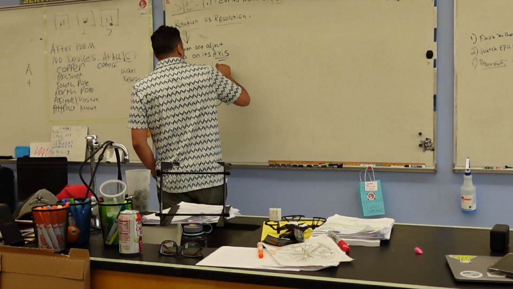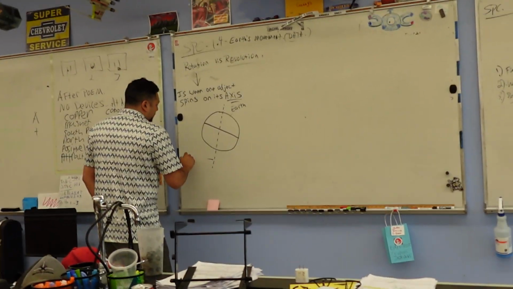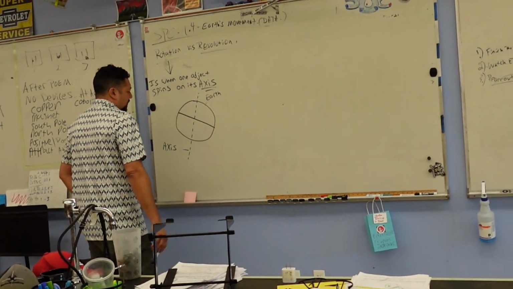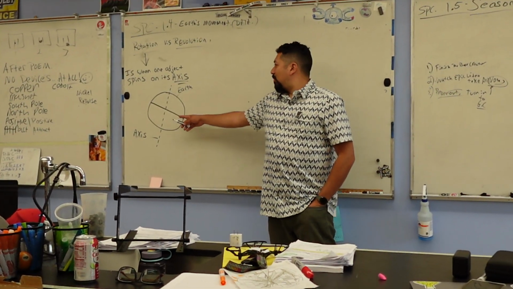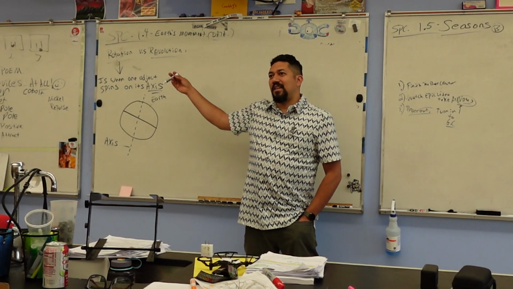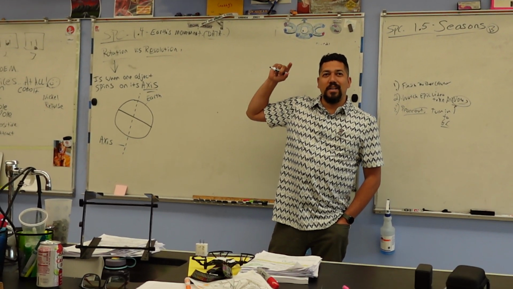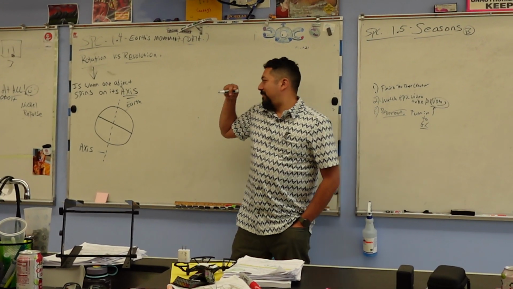So we can label this Earth. We can label the dotted line axis. Then, what can we label the solid line? Other axis. Not quite. Y-axis, x-axis, equator. Equator.